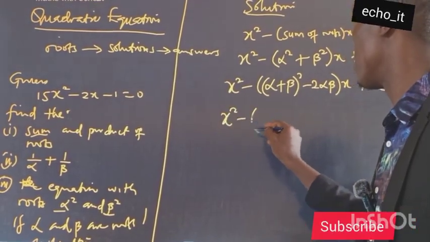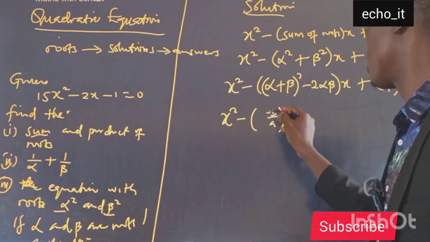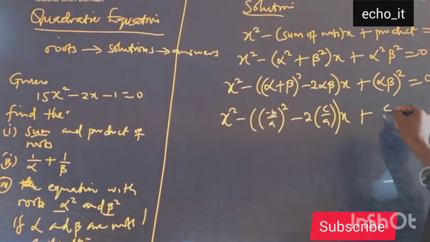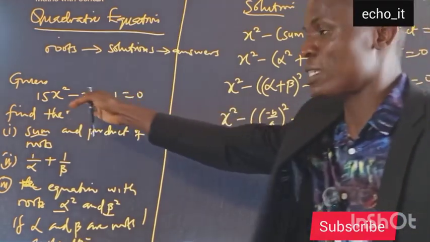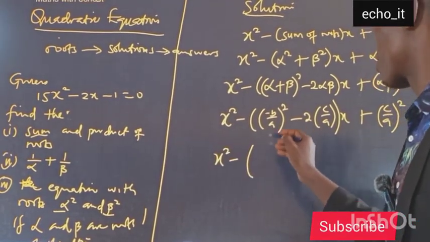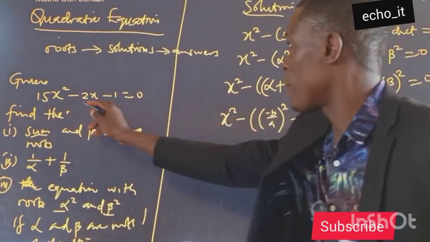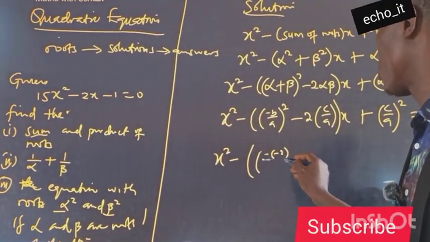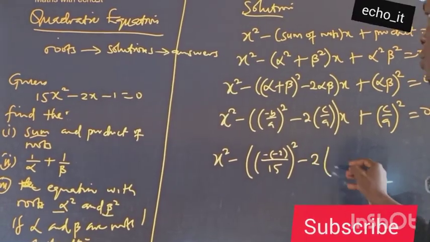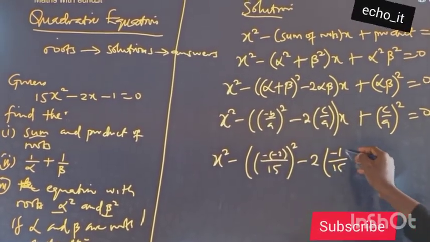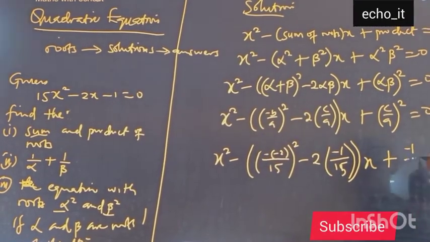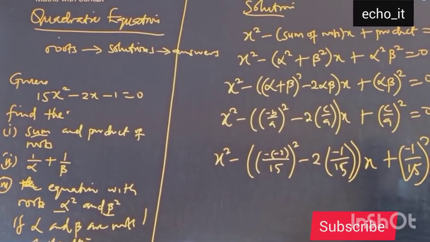So we have x squared minus, alpha plus beta is minus b over a, squared minus 2 c over a, times x, plus c over a squared. So this is still the quadratic equation in consideration. If we are to do this, we have x squared minus b. Our b is minus 2, so that will be minus into minus 2 over a. What is a? 15, the coefficient of x squared, all squared. Minus 2, what is c? Minus 1 over 15. Then close the bracket, x plus c, which is minus 1 over 15 all squared, equal to 0.